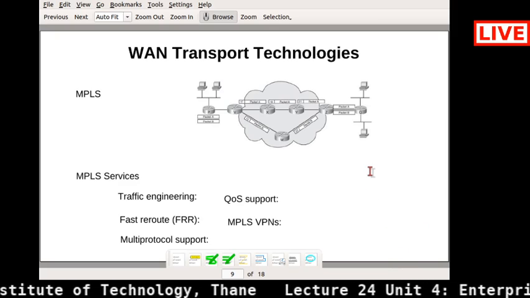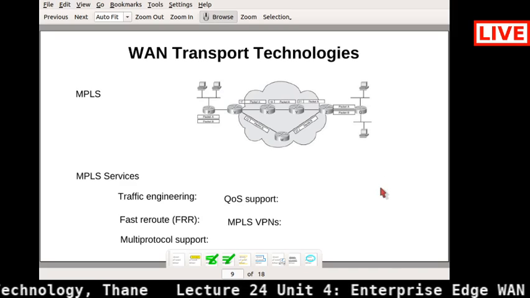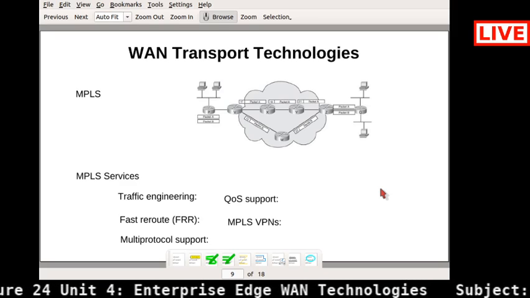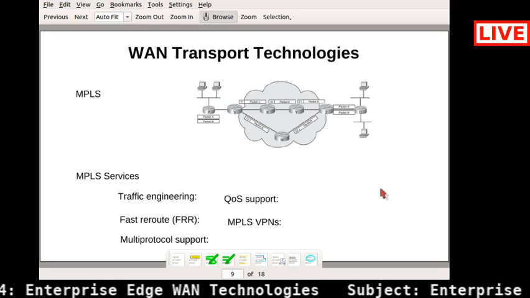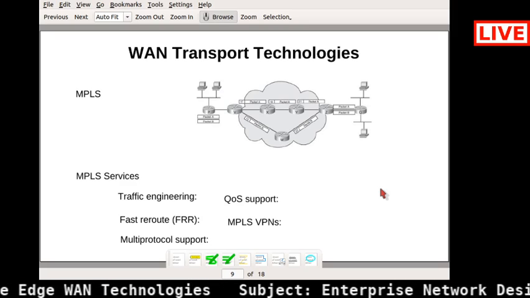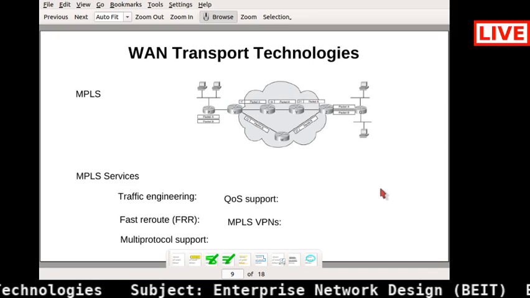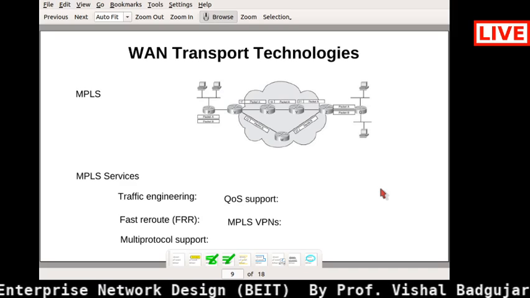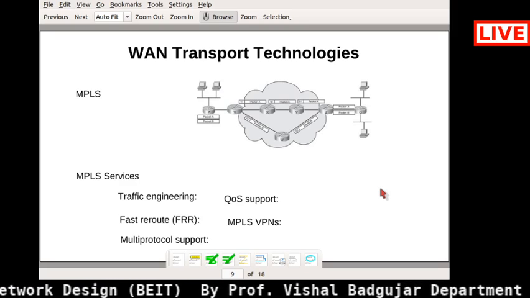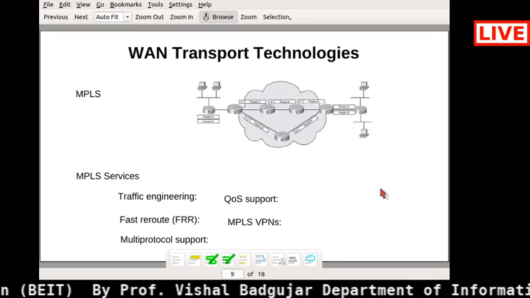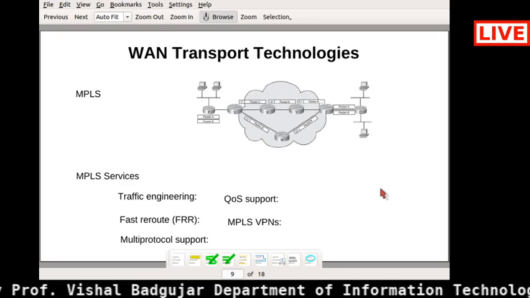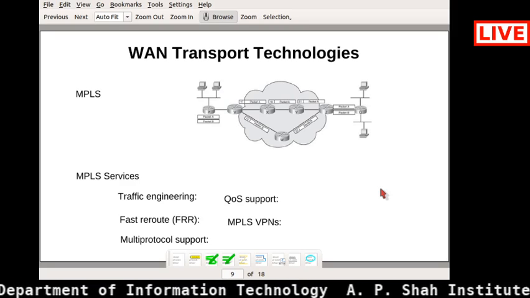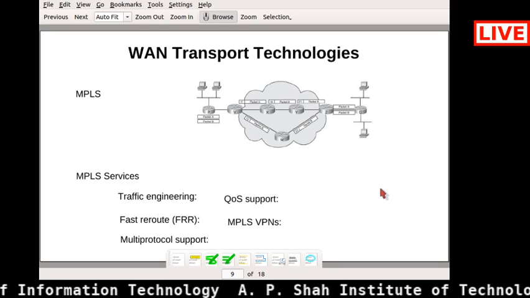The last one is multiprotocol support. MPLS can be used in an Asynchronous Transfer Mode (ATM) network, in a Frame Relay network, and in IP-based internet as well. It also supports SONET and Ethernet frames. So it supports multiple protocols, and you can use MPLS over different transport technologies.